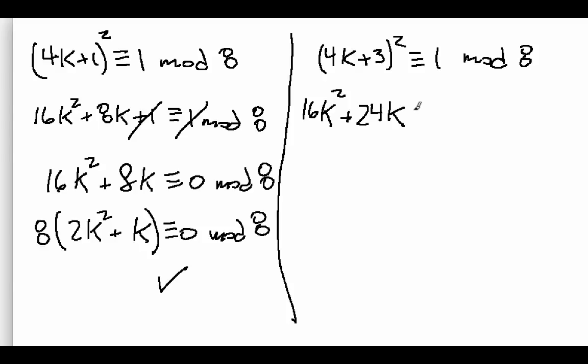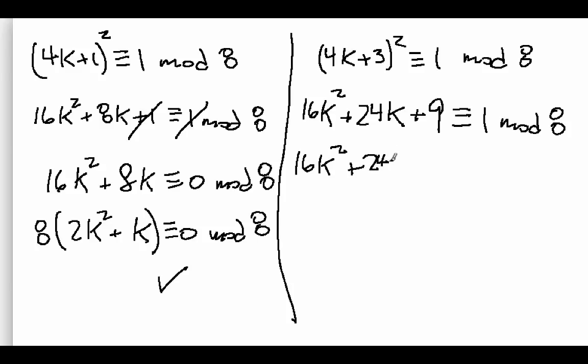Okay, and I'm going to get plus, and when I square the 3, I get 9, and I go, okay, really? Congruent to 1 mod 8? I'm not so sure. But watch what happens here. I'm going to subtract 1 from both sides. So I get 16k squared plus 24k plus 8 congruent to 0 mod 8.